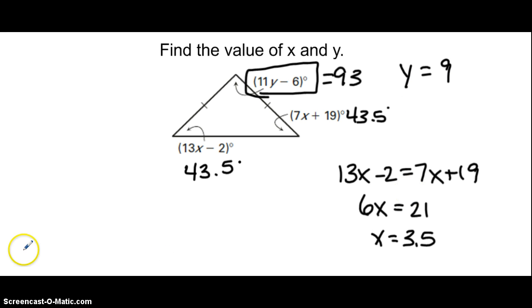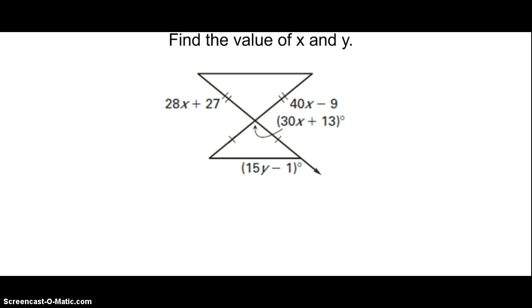Okay? Let's look at another example. Solving for x and y. Looks a little crazy. We have two isosceles triangles here that share a vertex angle. We have x's and we have y's, and we need to find the value of each. Now you'll notice that two of our x expressions, here and here, are the legs of, let's say, the top isosceles triangle. This expression with x represents the value of the vertex angle right here.